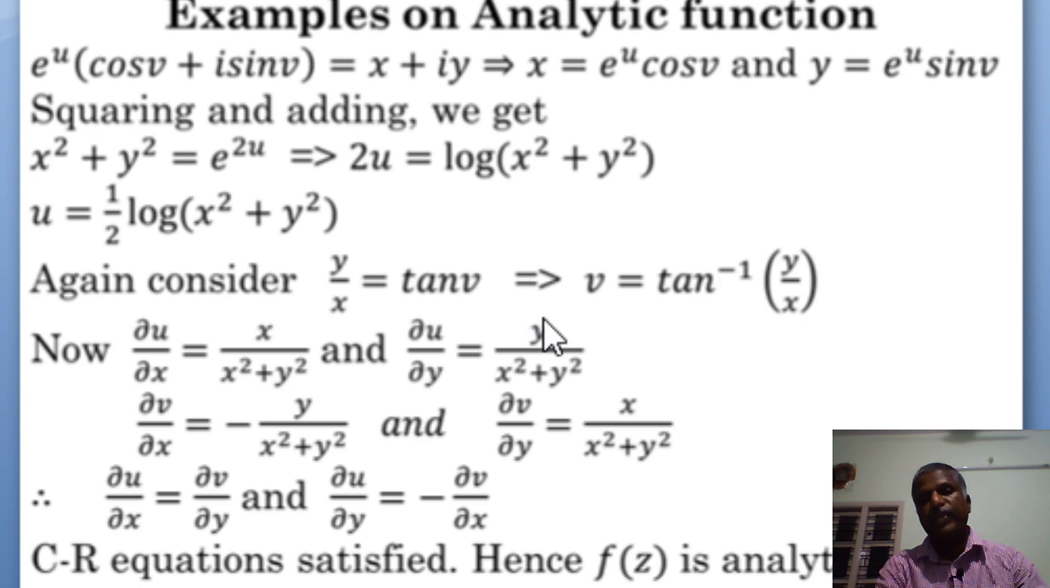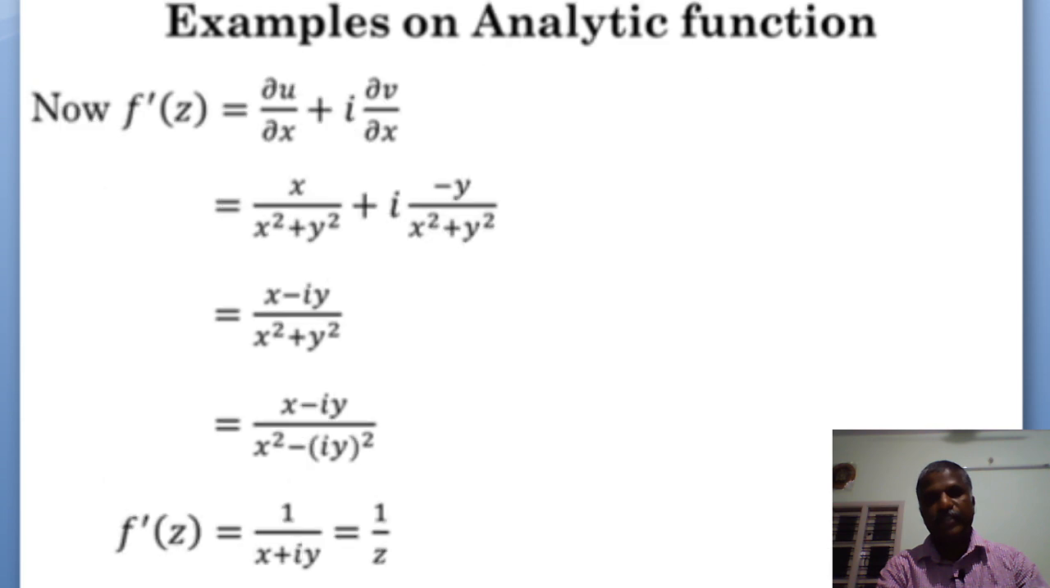After finding u and v, you have to verify the Cauchy-Riemann equations. The Cauchy-Riemann equations are verified, hence f(z) is analytic. Finally we have to find the derivative. To find the derivative, we use f'(z) = ∂u/∂x + i ∂v/∂x. Substituting ∂u/∂x and ∂v/∂x, we get (x - iy)/(x² + y²). We write x² + y² as (x+iy)(x-iy). So x - iy cancels, and we have 1/(x+iy). This is nothing but 1/z.